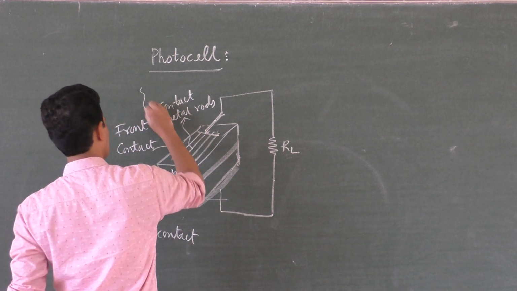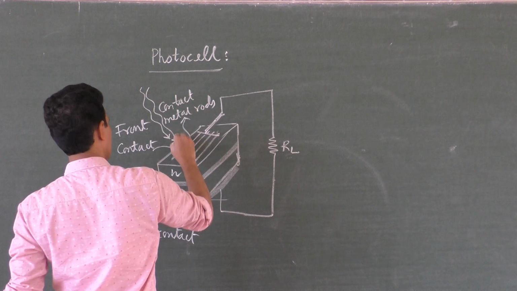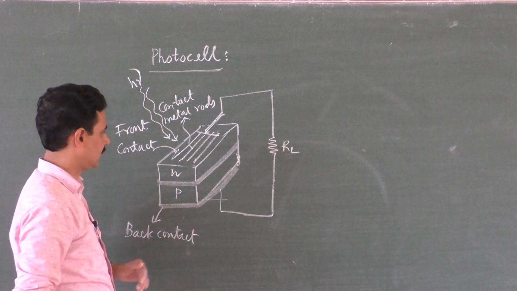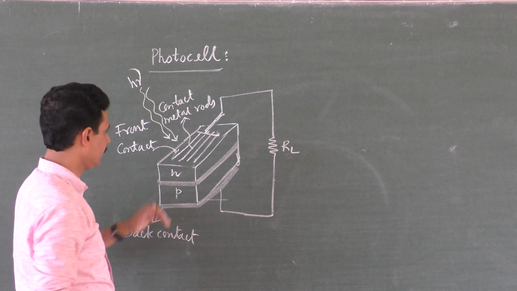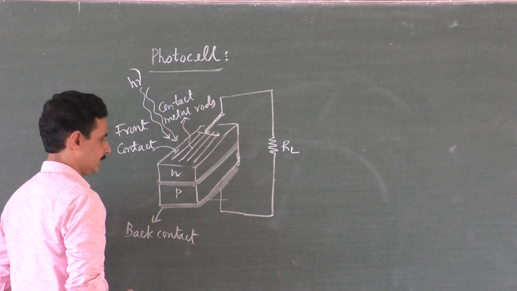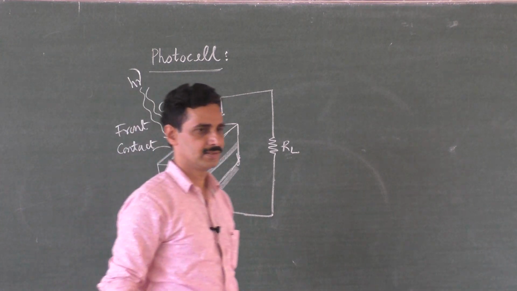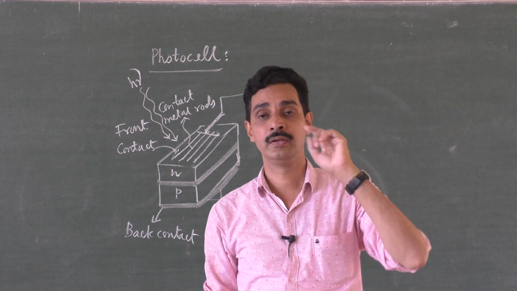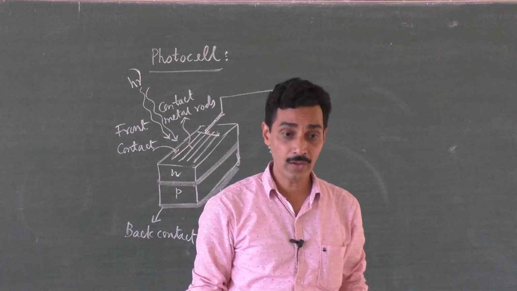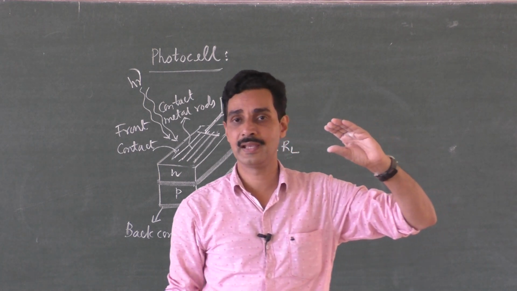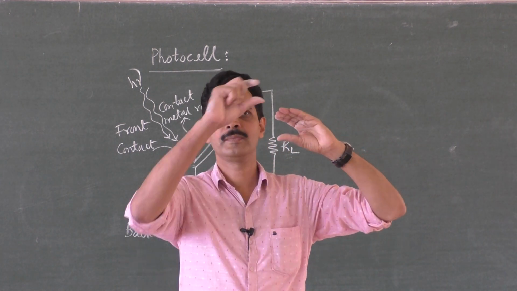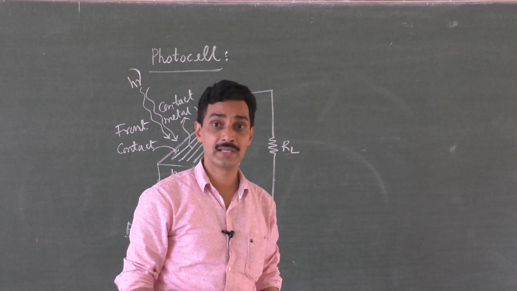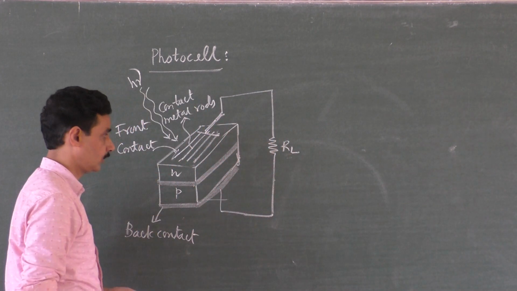Now light falls on this. Light of suitable energy, h nu, say, falls on the junction. As soon as the light falls on the junction, electron hole pairs will be created, as in a photodiode. Same principle. Because silicon semiconductors have a small energy gap, electrons can be lifted from the valence band to the conduction band even using light energy. We are producing some electron hole pairs.